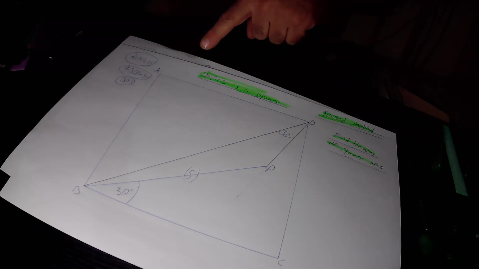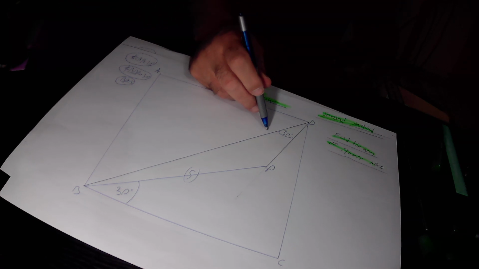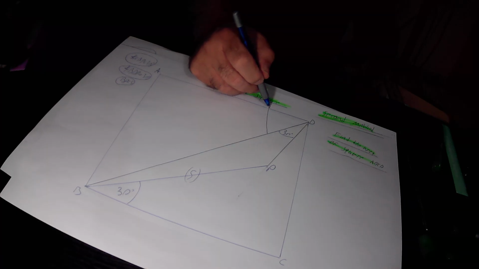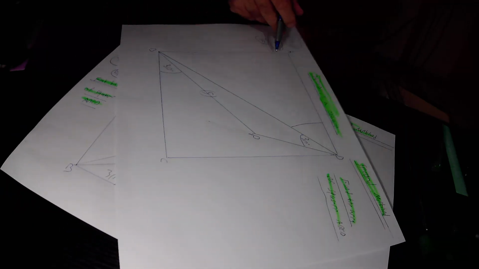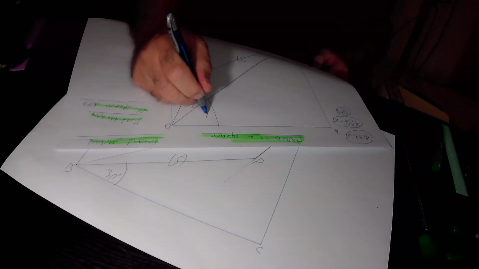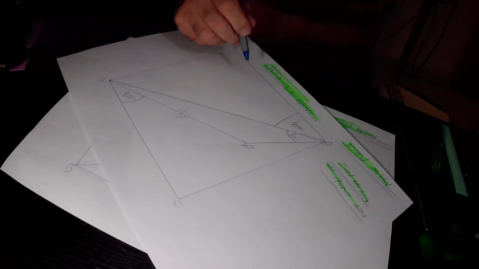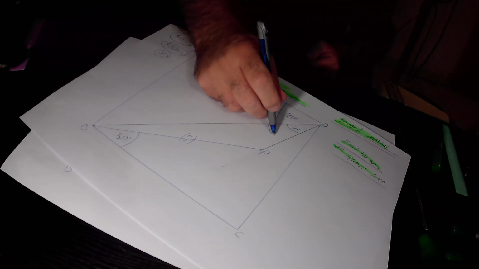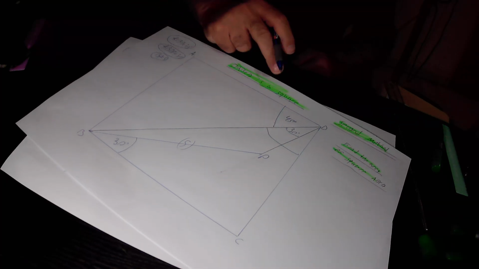Diagonal DB bisects angle ADC, for the diagonal of a square bisects the angle of the square. This is the first half of angle ADC. It is equal to 45 degrees in size. And this is the second half of angle ADC. That also equals 45 degrees in size.